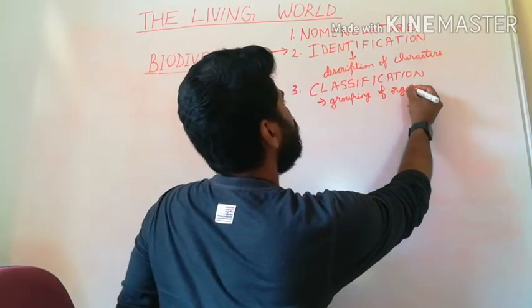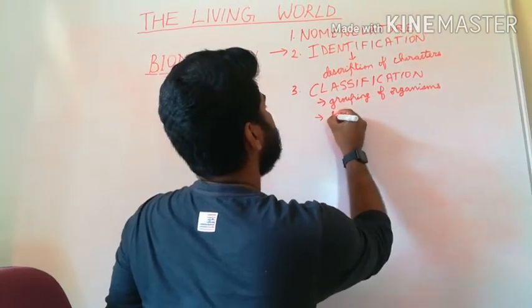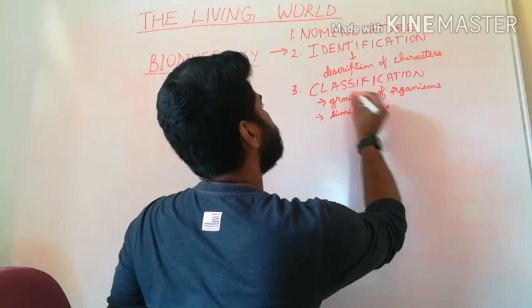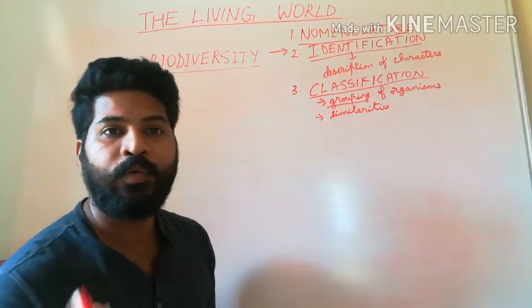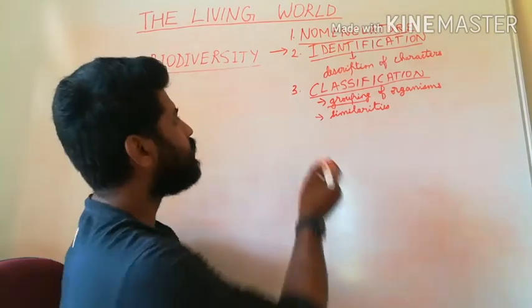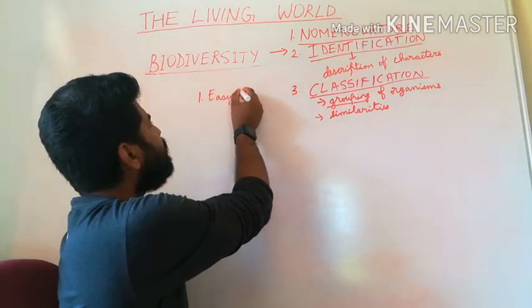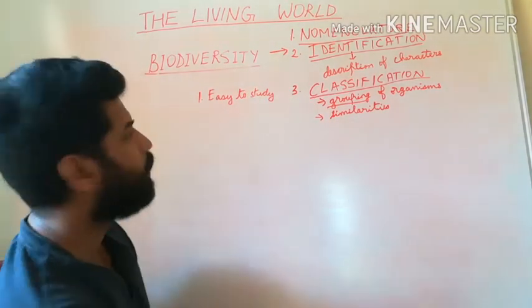How do you group the organisms? Based on their similarities and their differences. Classification of organisms is very important for a few reasons. Of course, the number one reason is it is easy to study the organisms when we group them.